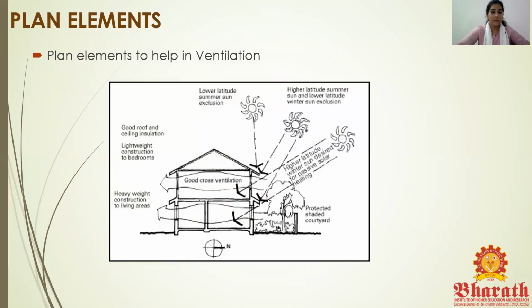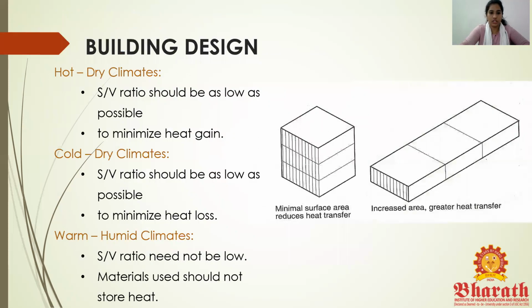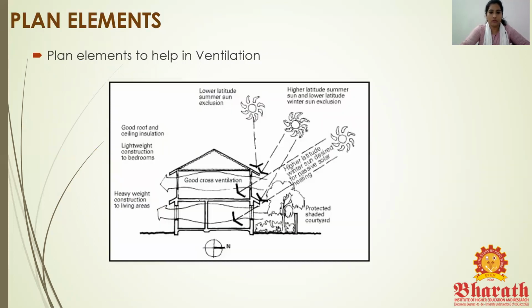Now, going to the plan elements that help in ventilation, and how the elements nearby your building help overall. Talking about how shaded overhang roofs help, good roof and ceiling insulation is required. It should be lightweight construction. In warm and humid climates, you have to have a protected shaded courtyard with trees, and make sure the overhangs protect your windows from the light during high altitude or low altitude summer exposures.